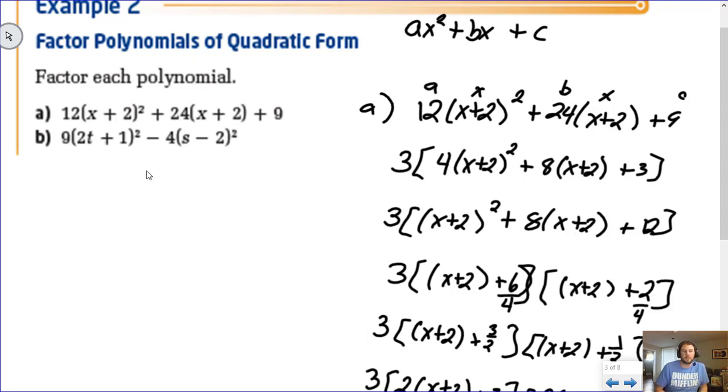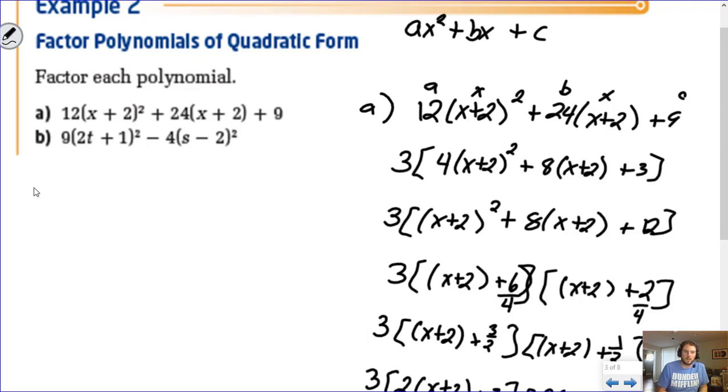So again, right, we have to recognize what type of factoring this is. 9 is a perfect square. Since this bracket is being squared, it's also a perfect square, right? 4 is a perfect square. This bracket's getting squared, so it's also a perfect square. So we can use our difference of squares.